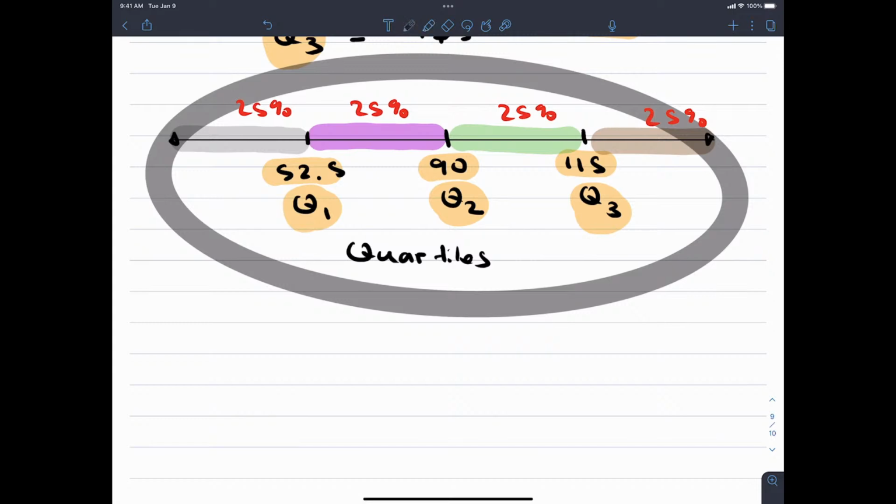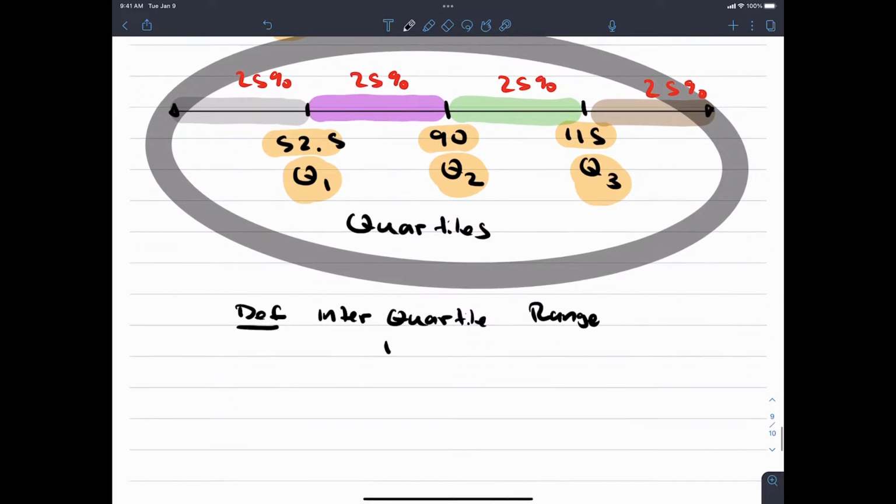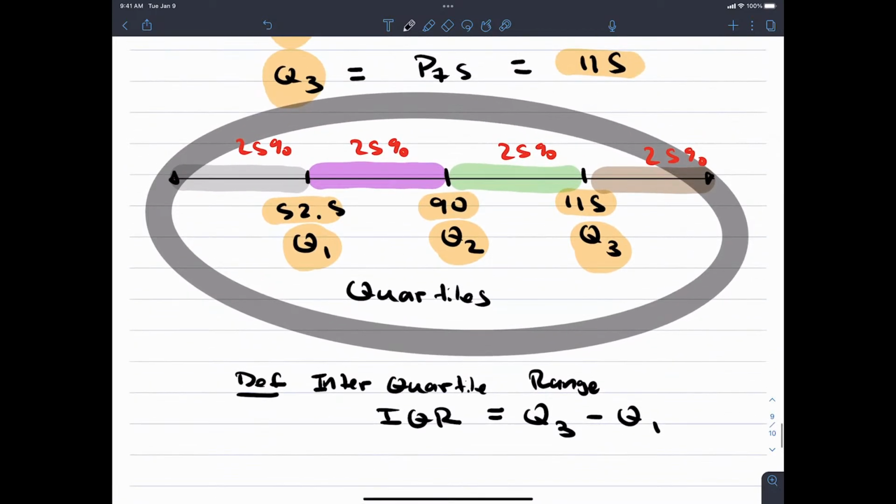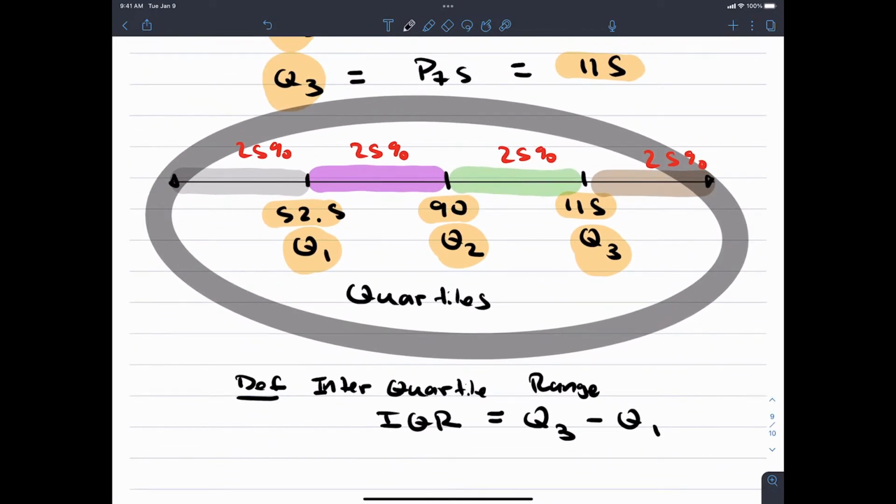Now I'm going to give you guys some definitions here. So you're going to care about these definitions. Once you have quartiles, we have something called the interquartile range, and it's abbreviated IQR because it's interquartile range. That is equal to Q3 minus Q1.